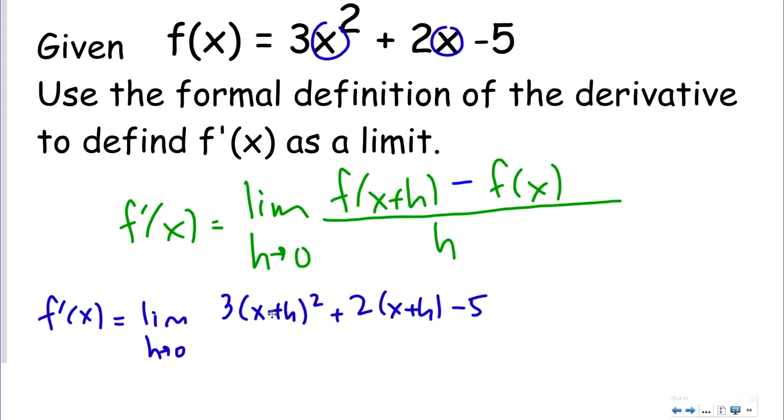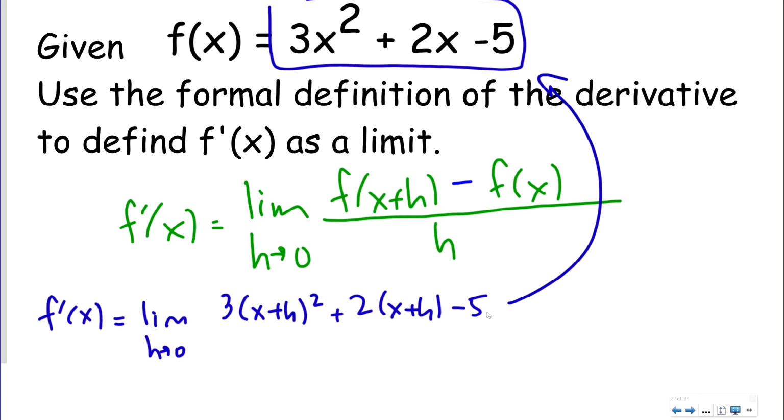If this is all you knew, could you go backwards and give me this problem? Could you go backwards and tell me what f of x was originally in order to put it into this f of x plus h formula? Okay, could you go from here to here? That's important. So if you can do that, then you're in good shape.